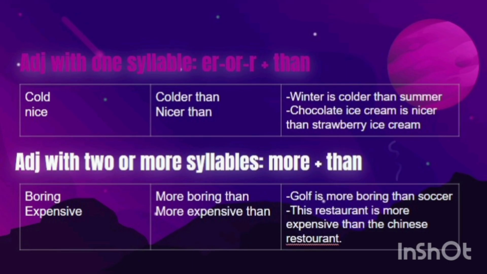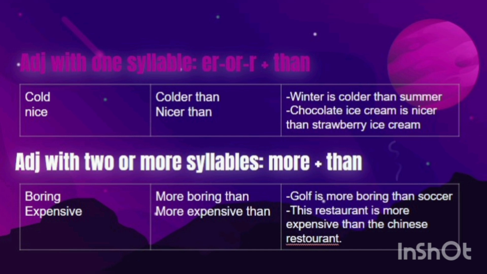Now the rules of the comparative adjectives. To make a comparative adjective with an adjective of one syllable, we add er, plus than. For example, cold and nice: colder than and nicer than. For example, winter is colder than summer. Chocolate ice cream is nicer than strawberry ice cream.